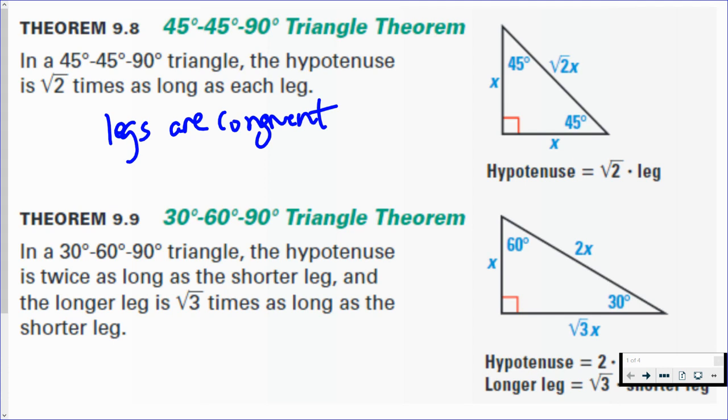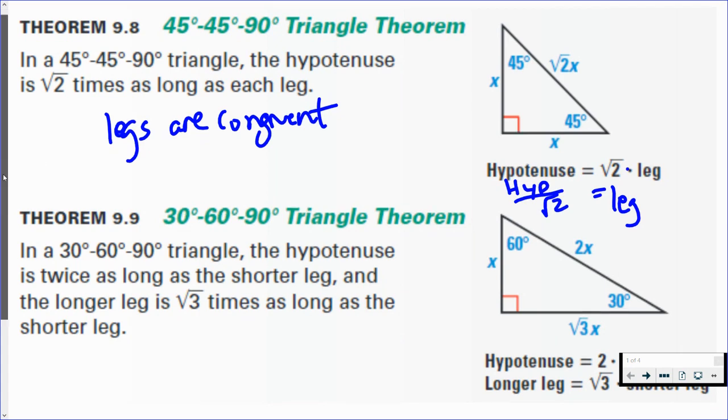Here's another thing I would like you to think about. If the hypotenuse is square root of 2 times the leg, then think about trying to solve for the leg. The leg would be the hypotenuse divided by square root of 2. Okay, so the hypotenuse divided by square root of 2 will give you the length of the leg, depending on what you have to begin with.